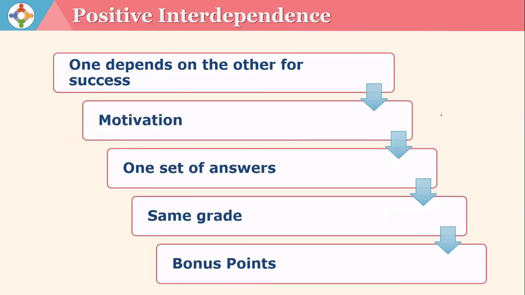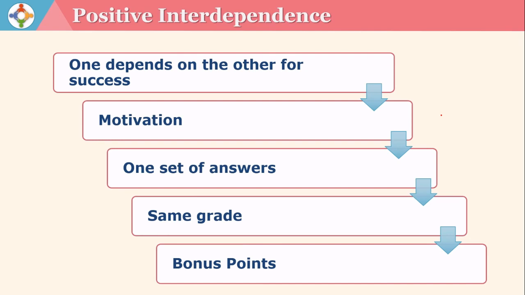Positive interdependence. This element means that learners should feel and understand that they need the help of the peer group for successfully completing the set learning goals. It means they should feel that they are dependent on each other for their success, and because of that dependence on each other, they have to motivate each other.